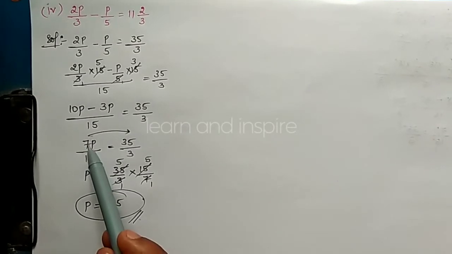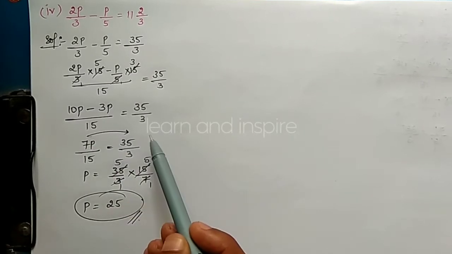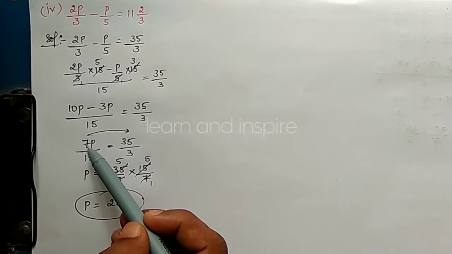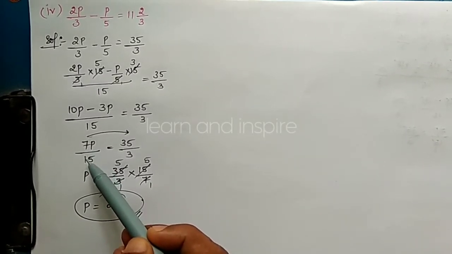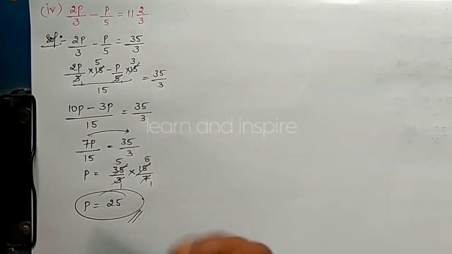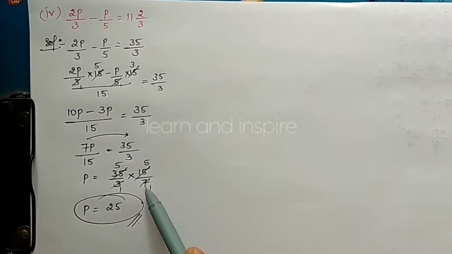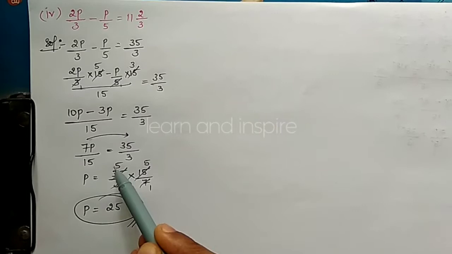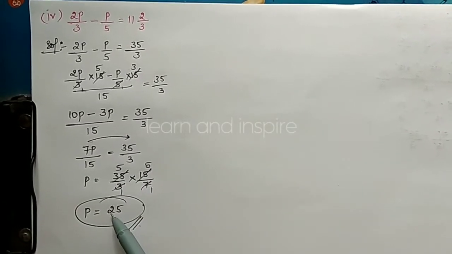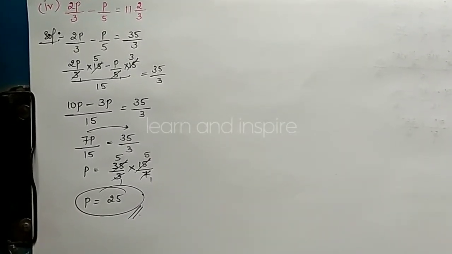So don't be confused. Here we are transposing 7 by 15 to RHS. If we transpose a division to RHS, it becomes a multiplication, as we all know. But here we are transposing the fraction 7 by 15. If I transpose a rational number to RHS, it becomes the reciprocal of the given fraction. 7 by 15 becomes 15 by 7. Now we can cancel: 7 1s are 7, 7 5s are 35, 3 1s are 3, 3 5s are 15. 5 into 5 is 25. Okay, so this is question number 4. We'll see the next question.